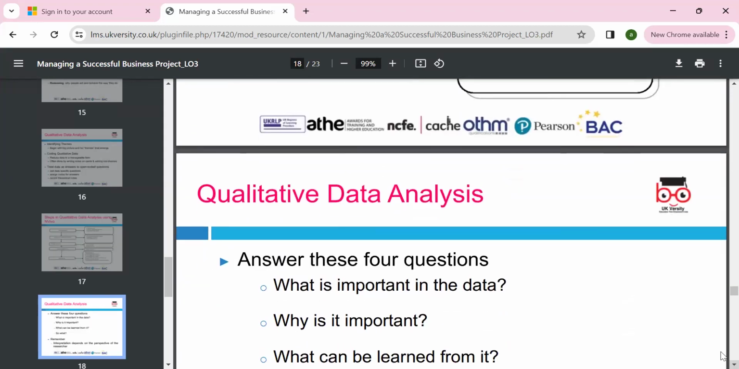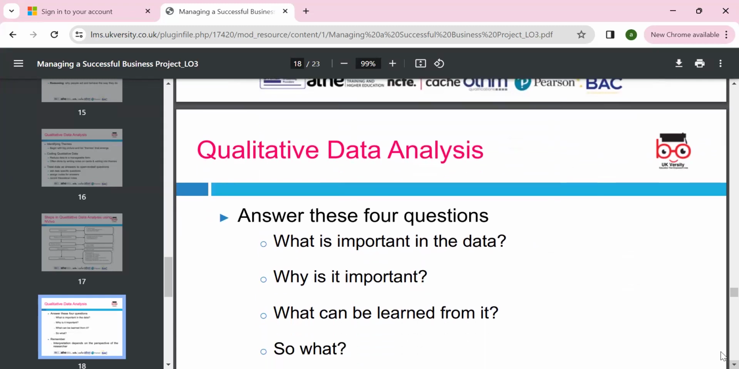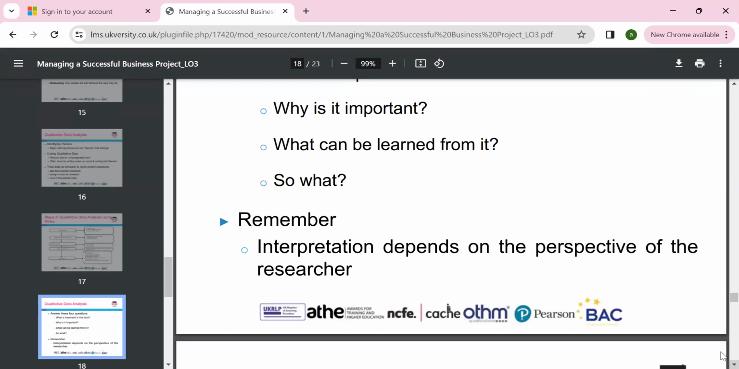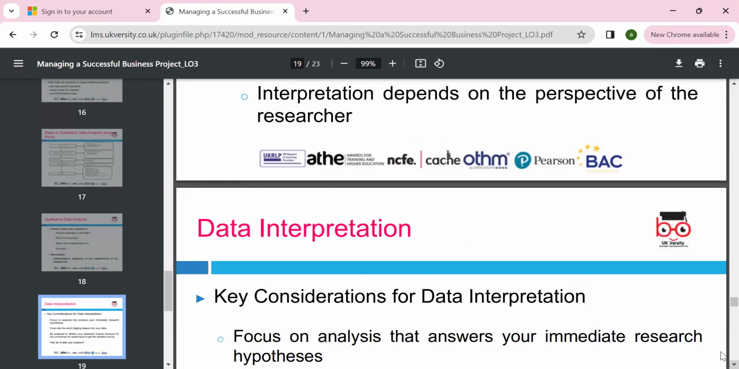For qualitative data, answer these four questions. What is important in the data? Why is it important? What is learned from the data? Why do we want to know the income group? Why do we want to know the age group? Why do we want to know about people's liking and disliking? So that's really an interpretation that depends on the perspective of the researcher. Which perspective? Why are you doing it?